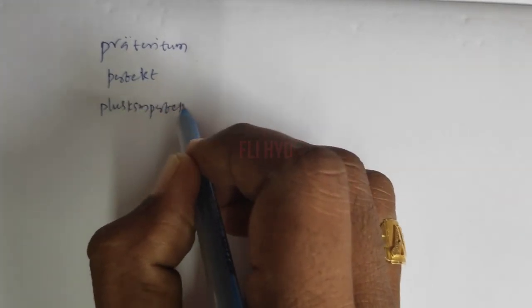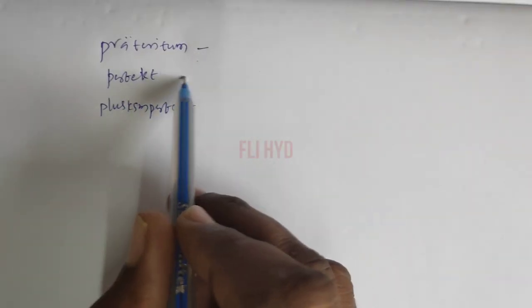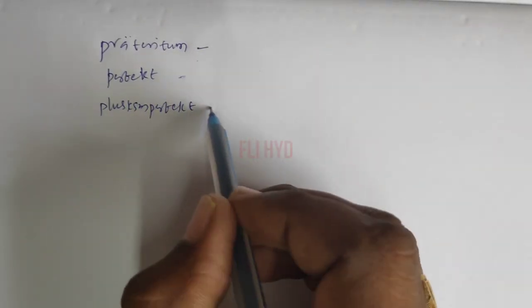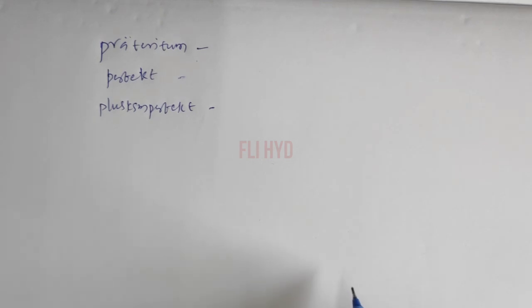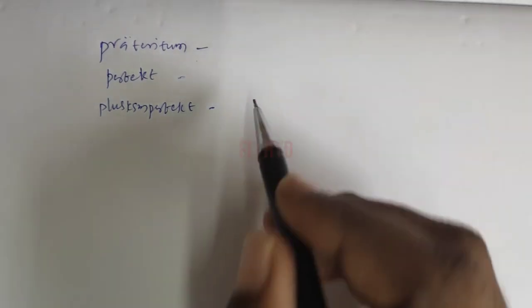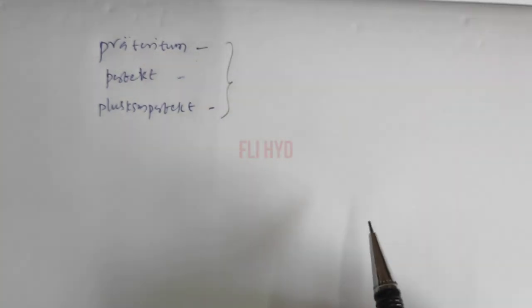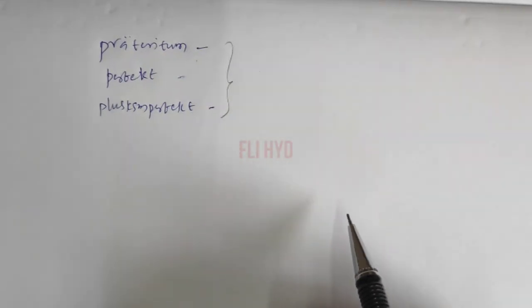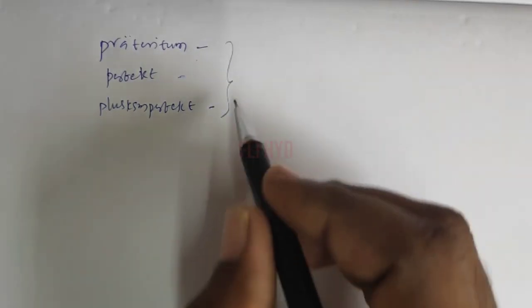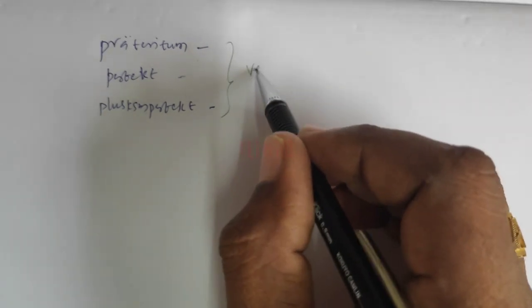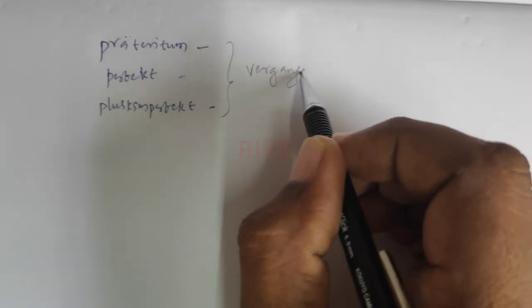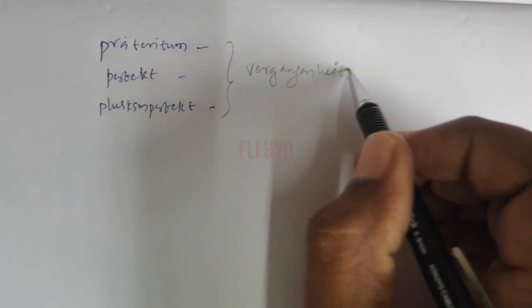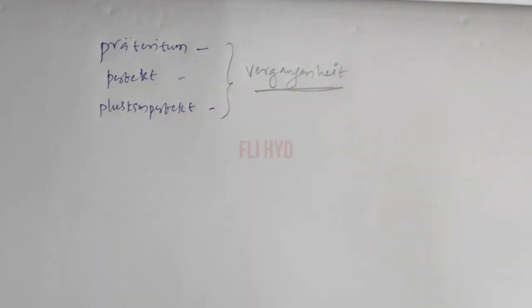Okay, so these three are tenses. Präteritum is nothing but the past tense, Perfekt is like the present perfect, and Plusquamperfekt is like the past perfect. We call these tenses Tempusformen. These three tenses are talking about the past, the Vergangenheit.